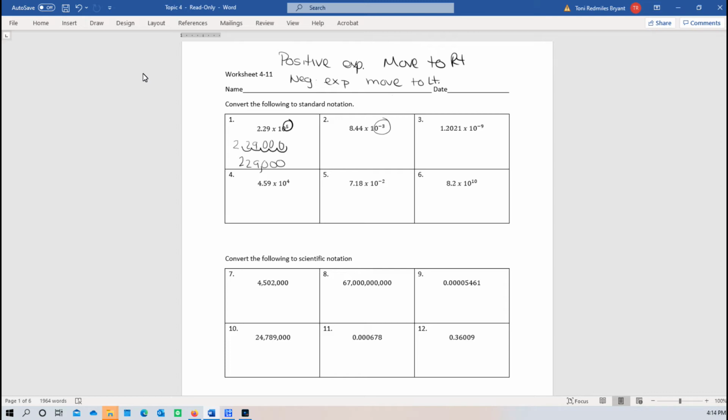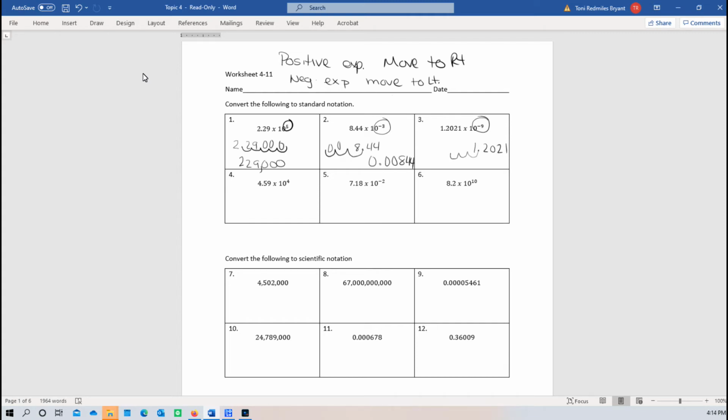But anytime you see that negative exponent, you're actually going into less than 1 numbers. So I'm going 3 places this way, add my 2 zeros, and my number is going to be 0.00844. All right, this one is very negative. It's going to go into the less than 1 direction a lot. So I'm moving it to the left 9 times.